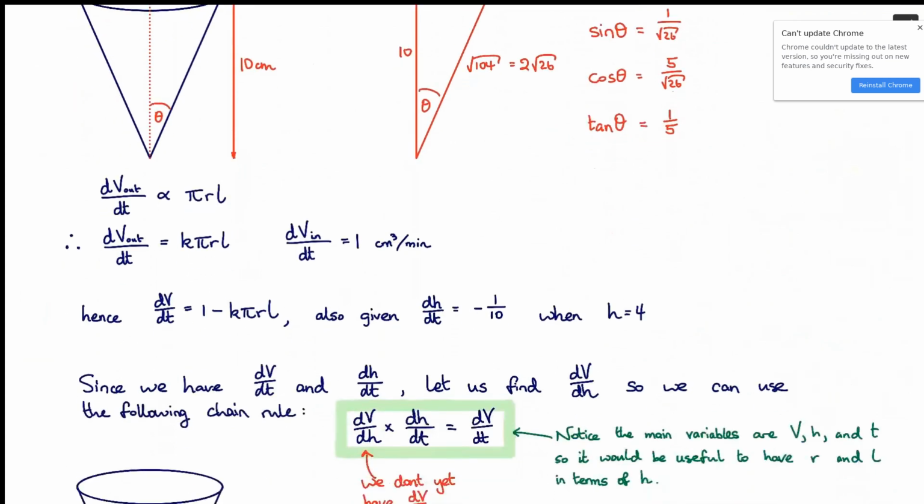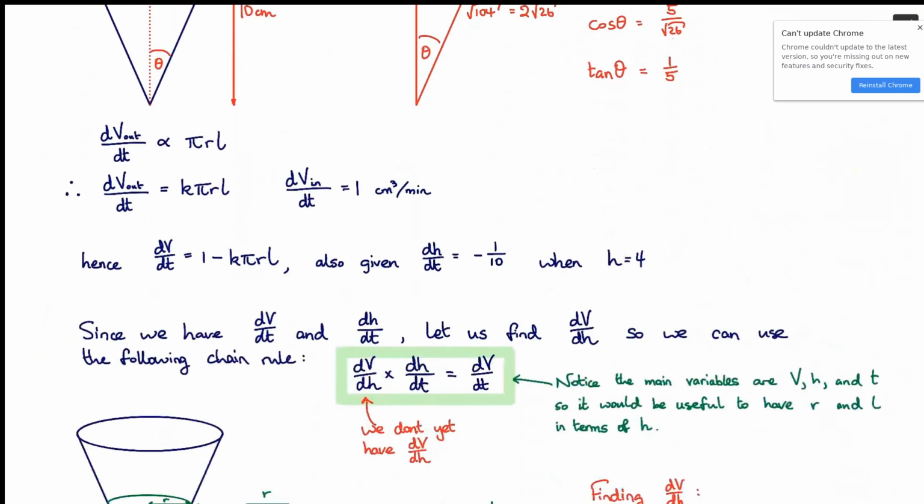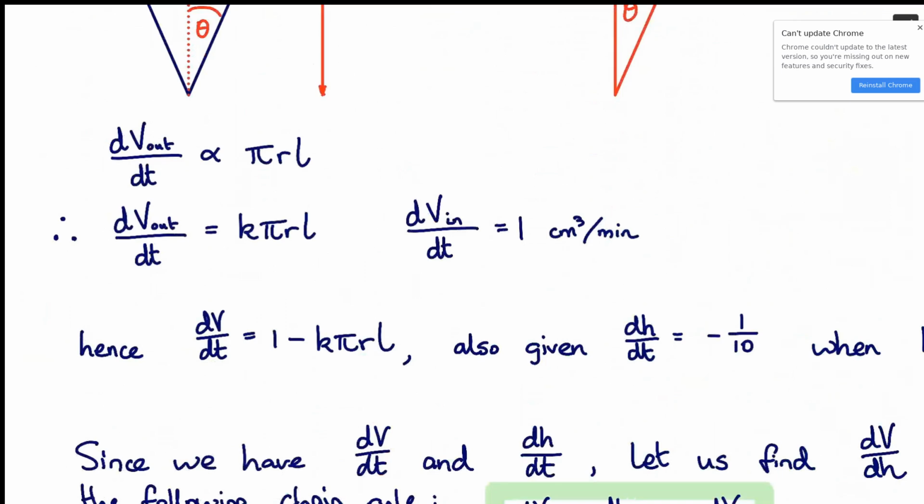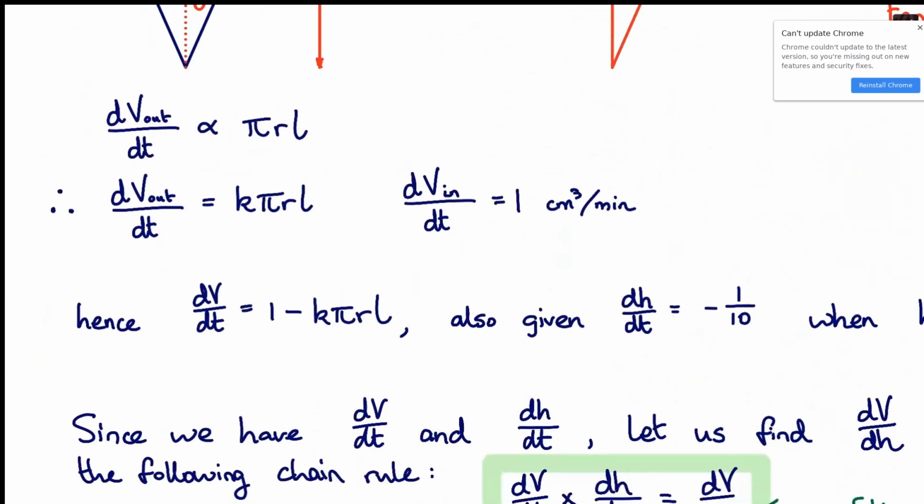What else have we been given, which is that the amount of liquid leaving the cone is proportional to the surface area that it's in contact with. So that's this formula which was given in the question. And when we have a proportional relation, I can say that they're equal with some kind of constant in front. So this is the rate at which the liquid is leaving the cone. We're also told that some liquid is being added to the cone at a specific rate, and that's 1 cubic centimeter per minute.